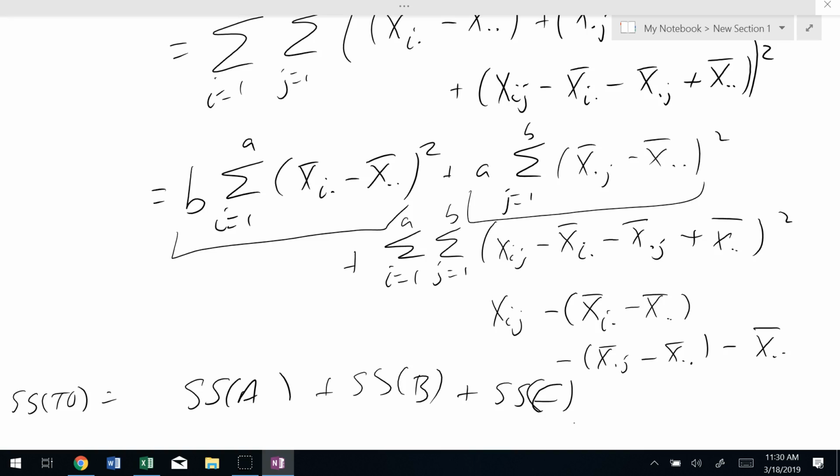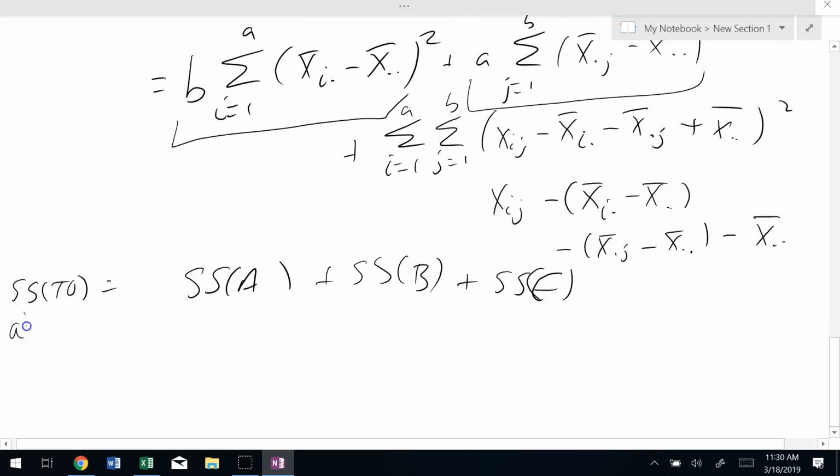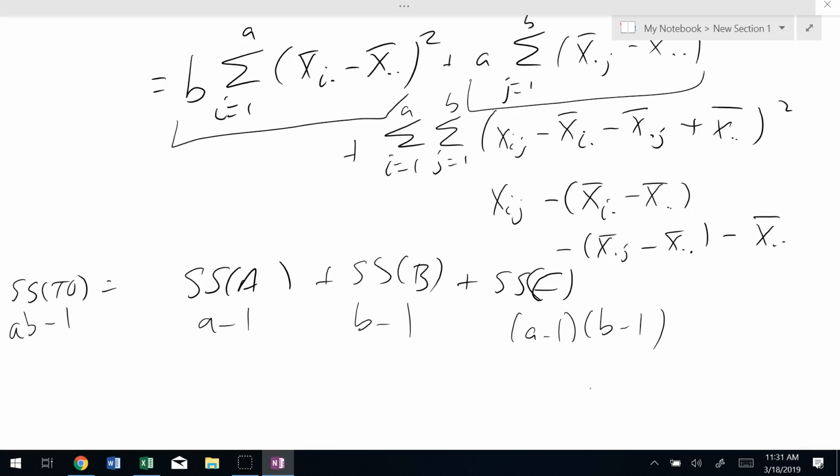All right, so as far as degrees of freedom go, we said that the total is AB minus 1 for your degrees of freedom, right? This one was A minus 1. This one's B minus 1. If you do the algebra, this one has to be A minus 1 times B minus 1 to get it all to work out right. So again, these are the degrees of freedom.